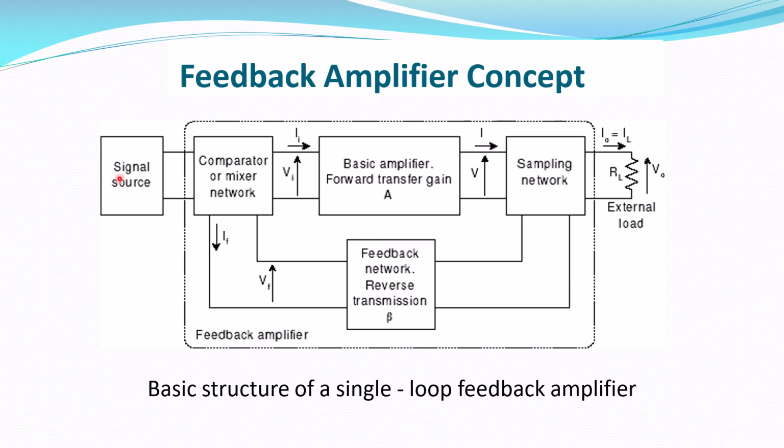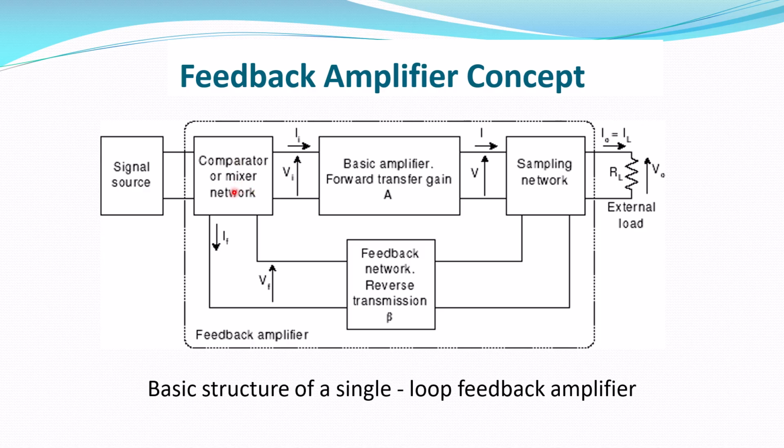So this is the entire block diagram of the feedback network. First we apply the input signal, a sinusoidal wave, and next the comparator circuit. The network consists of the sampling network, the signal source, and also the feedback network.